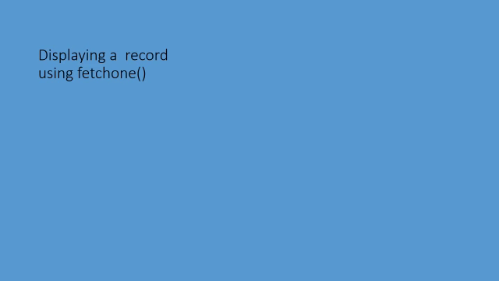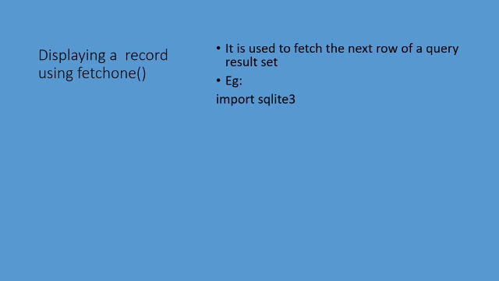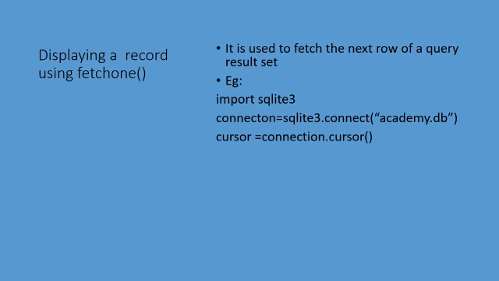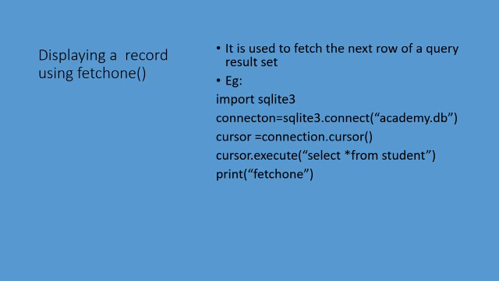Next, displaying the record using fetch one. Similar to fetch all, we can use fetch one. What is the difference between fetch all and fetch one? Fetch all will display all the records. Fetch one will display only one record. Now see what is the use of it. Fetch one is used to fetch the next row of the query result set. Suppose the first record is already displayed; now I can display the next record, like that going on.